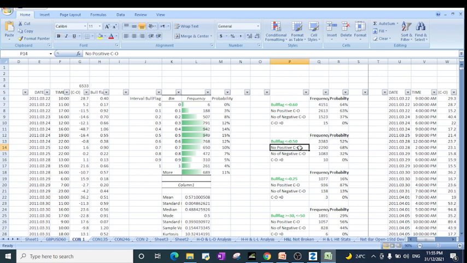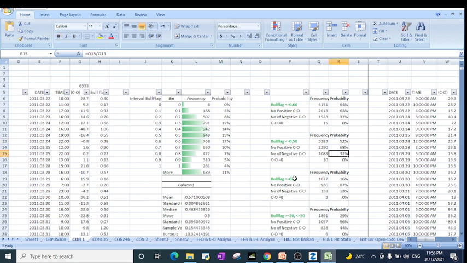Then the number of positive closes is 68%. You see, this is 64% when it's less than 60, up to 60. But if it's up to 50, then the chance of the next candle closing positive goes up to 68%. And the number of negative closes when we have this much retracement is around 32%.